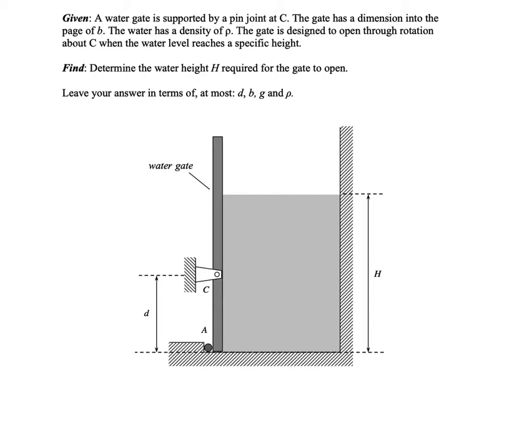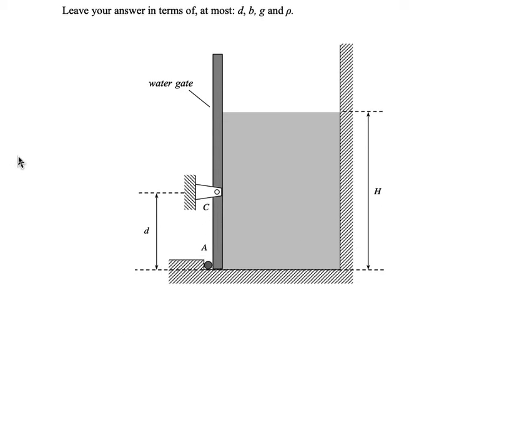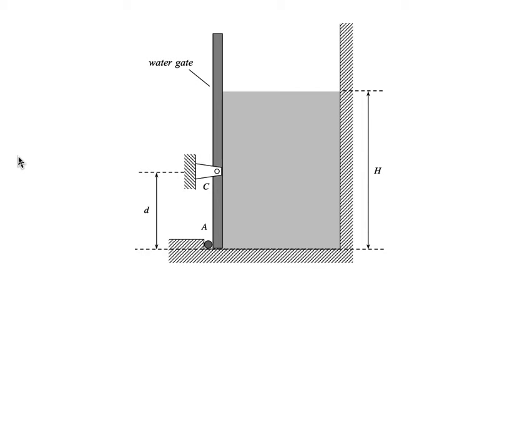The problem that we're posed with here is we have a gate which is meant to control the water level in this tank, and once the water level rises above a certain amount, the gate will open up due to a differential in the hydrostatic pressure acting on the top and bottom of that gate. So what we're going to do is look at an equilibrium analysis of this gate.